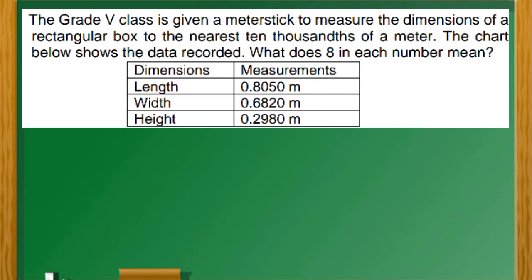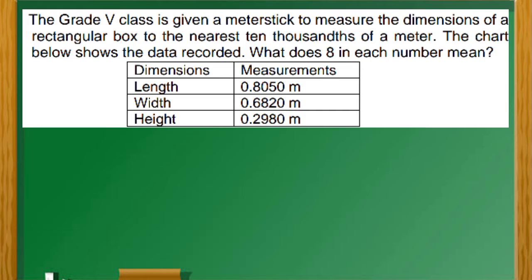I want you to give your attention to this situation. The grade 5 class is given a meter stick to measure the dimensions of a rectangular box to the nearest 10 thousandths of a meter. The chart shows the data recorded. In the first column, you can see the parts of the rectangular box which have been measured. We have the length. The length measures 0.8050 meters.